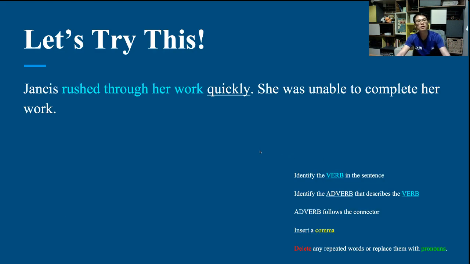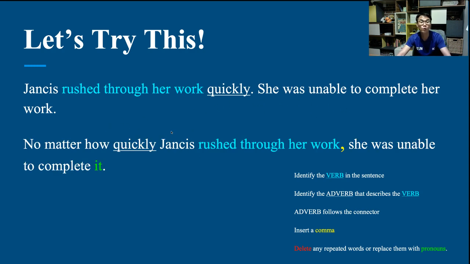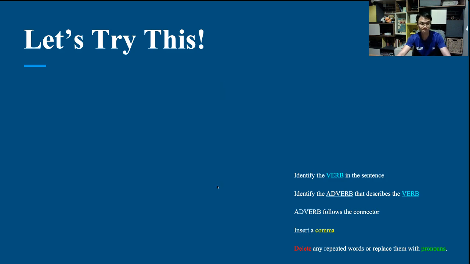Okay, so here we go. Jancis rushed through her work quickly. She was unable to complete her work. No matter how quickly, again quickly is the adverb that comes to the front. And then Jancis appears over here, connected to the adverb. No matter how quickly Jancis rushed through her work, comma comes into the middle because connector is in front. She was unable to complete it. Again, the repeated noun, her work, is replaced by the pronoun it. Exactly identical to what we saw for however.